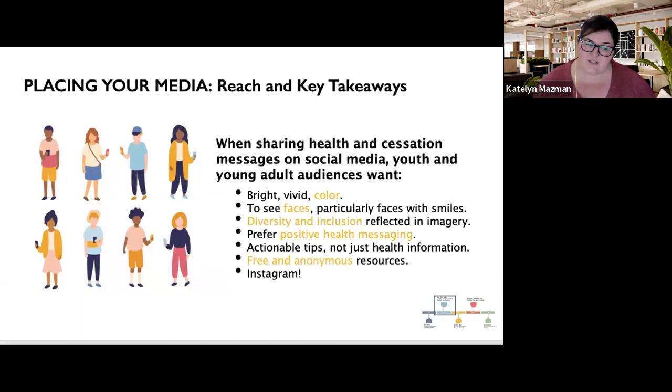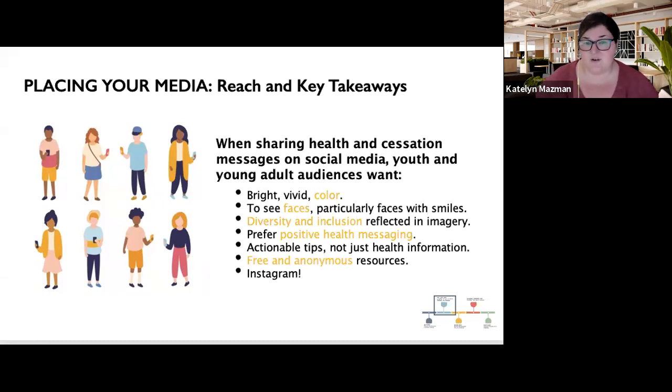Faces. This was an interesting one for me, because sometimes there can be this idea of a lot of awkward stock imagery with people smiling, but young people like faces, and they want to see happy faces and real faces. We received a lot of positive feedback on this campaign because these look like real young people. It was diverse, it was inclusive, it reflected the diversity of our state and our communities. And young people like that, it felt real.